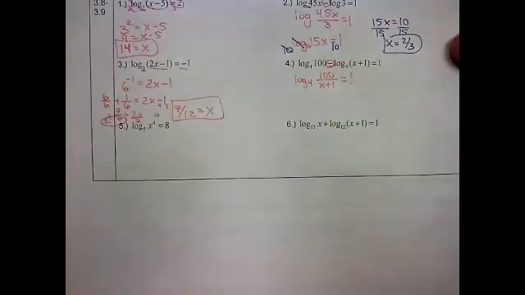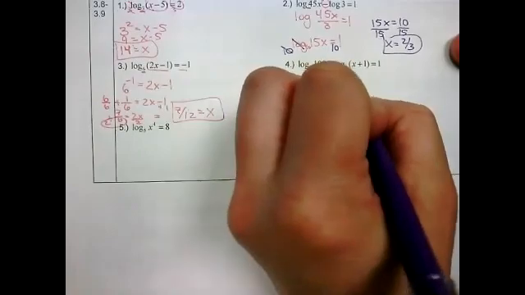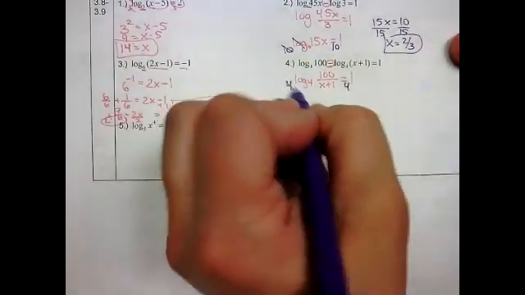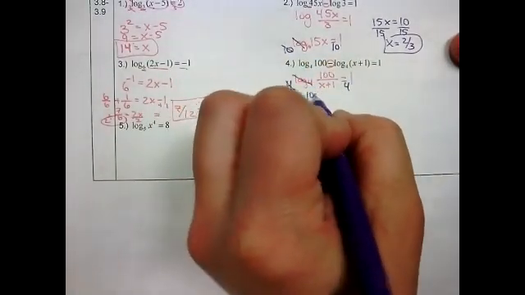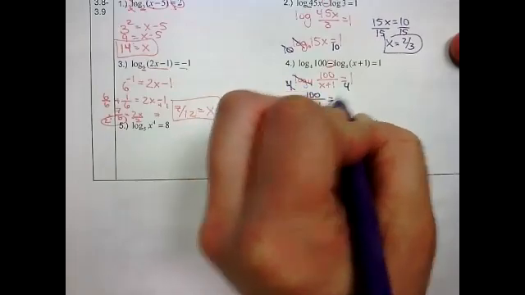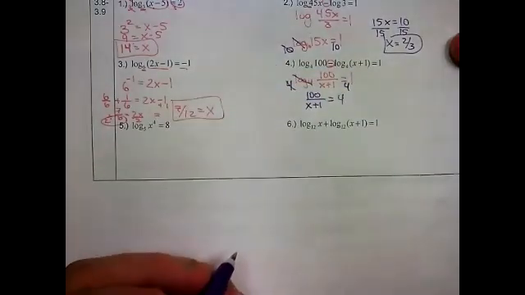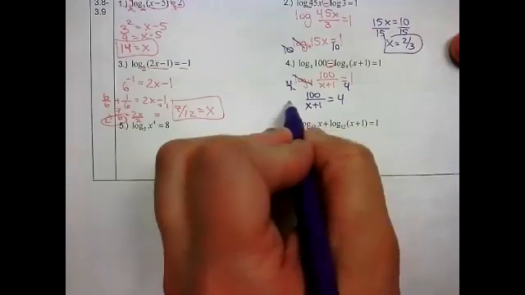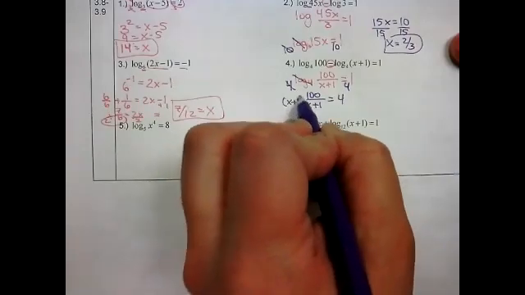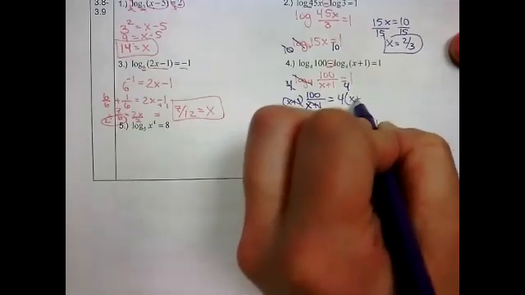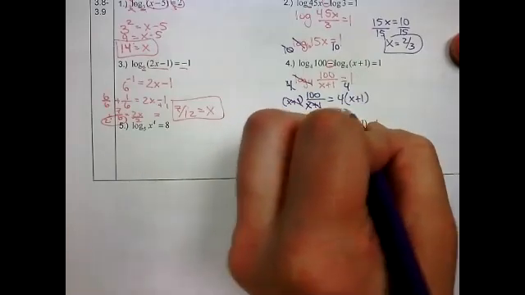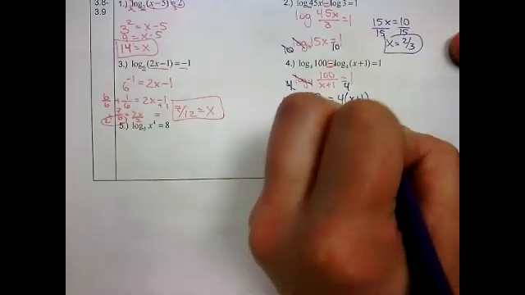Okay, so now I'm going to raise both of these using a power of 4, or a base of 4, sorry. So it's going to be 100 over x plus 1 equals 4 to the first power, which is 4. Now I can start solving. I've got to get rid of this x plus 1, so I'm going to multiply it on both sides. So I get 100 equals 4 times x plus 1.